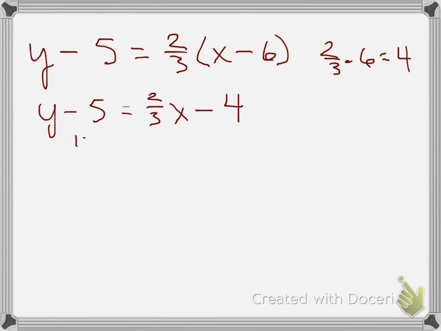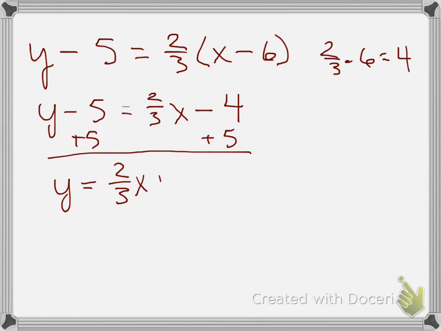And then I'm going to add 5 to both sides. There we go. And you get 2/3 x plus 1. And there you go. That's your answer. That's in slope-intercept form.